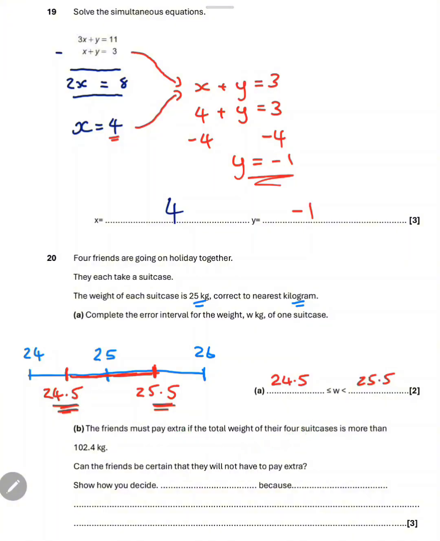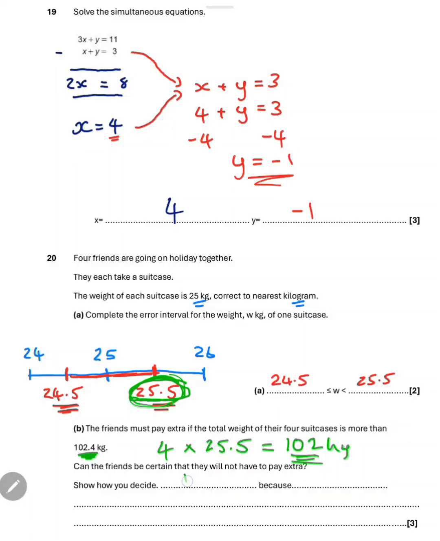Part B says the friends pay extra if we go over 102.4 kilograms. Can they be sure that they won't have to pay that? Well, let's say we could weigh this much. I know we can't actually, but we can go right up to it. So if we've got 4 friends and all their suitcases actually weigh 25.5 kilograms, let's bash that in a calculator. That still only comes to 102 kilograms.